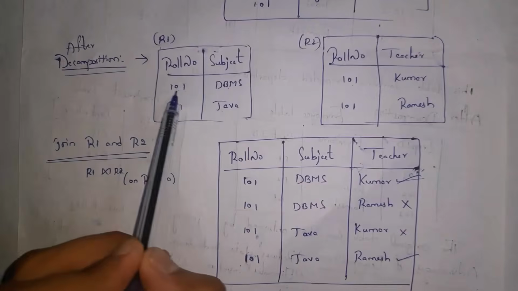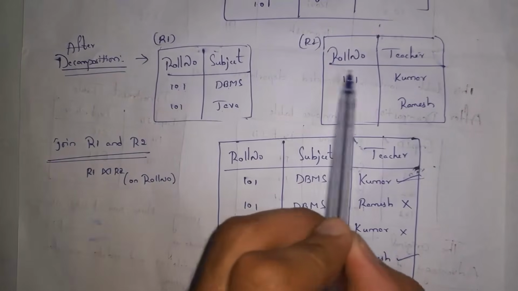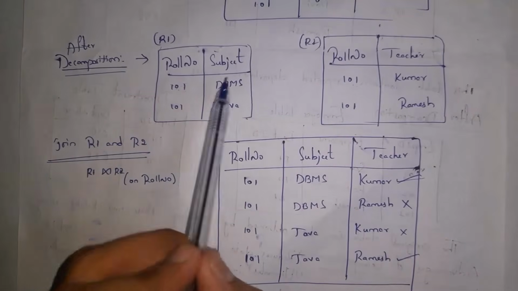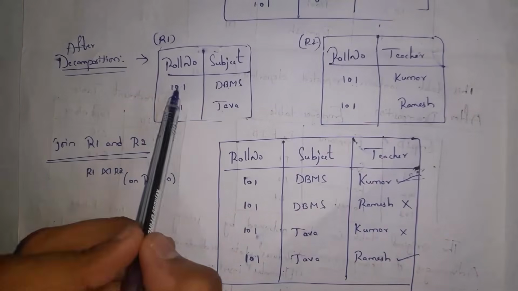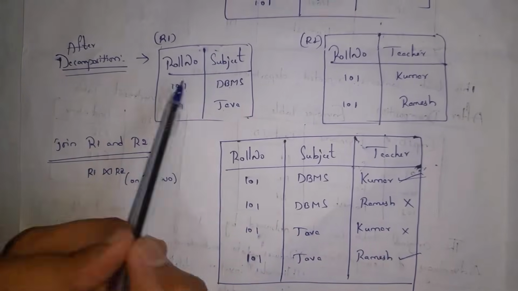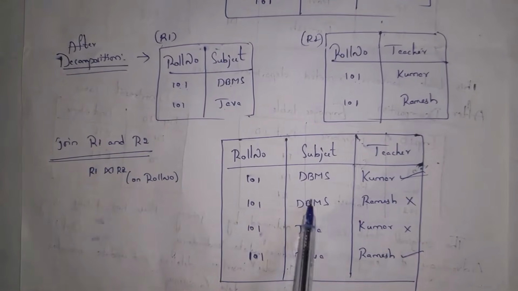So the roll number is 101, and from this table, here also there is 101. There is a match, 101, 101. So at first the rows are combined like 101 DBMS Kumar. And similarly, here 101 and here also there is 101. Here also there is a match. So again rows are combined like 101 DBMS Ramesh.